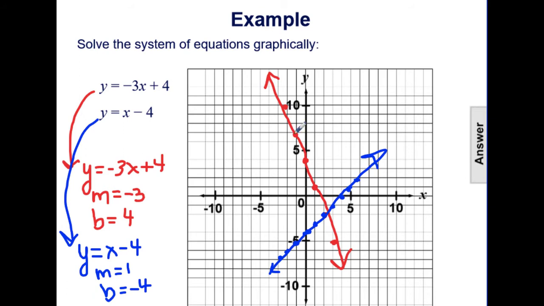And again, the solution is where they intersect. So they're going to intersect here at what looks like 2, -2. So that point, when it says to solve, that's our solution, 2, -2.